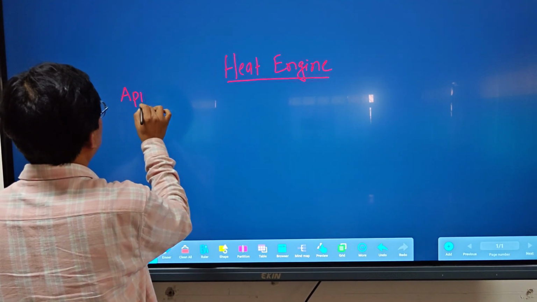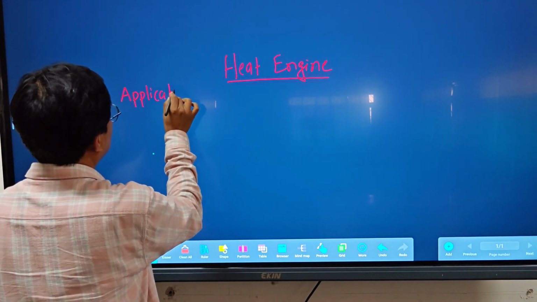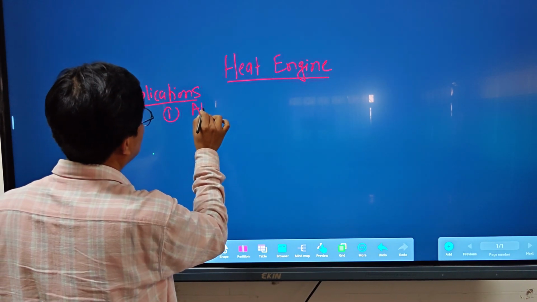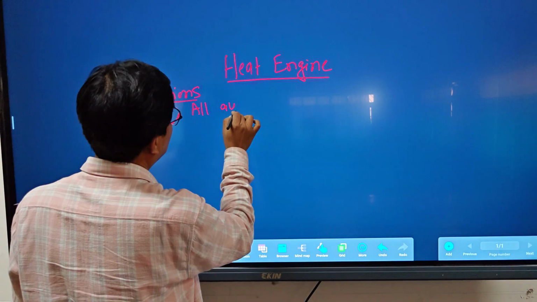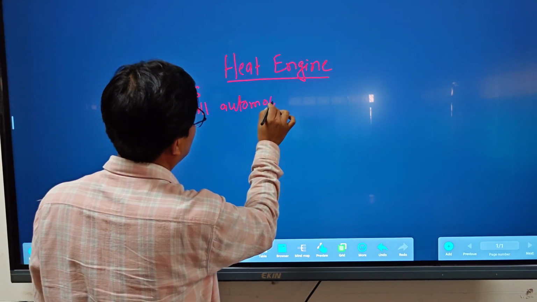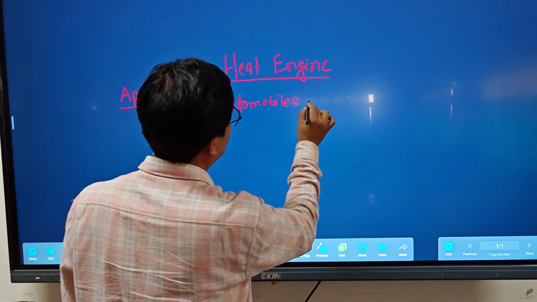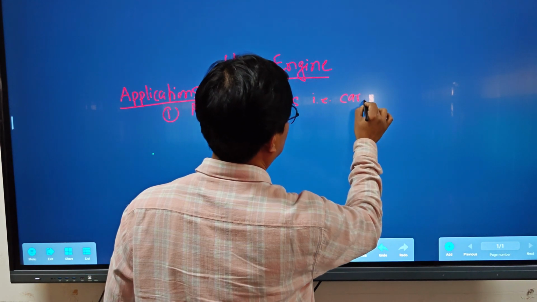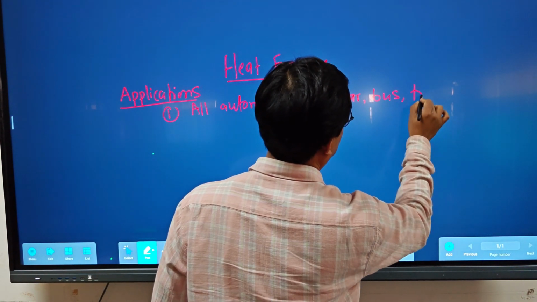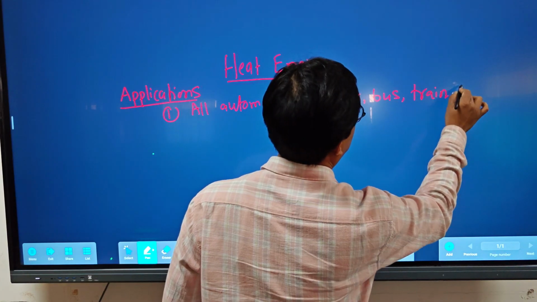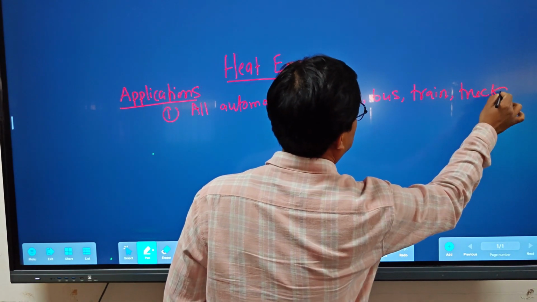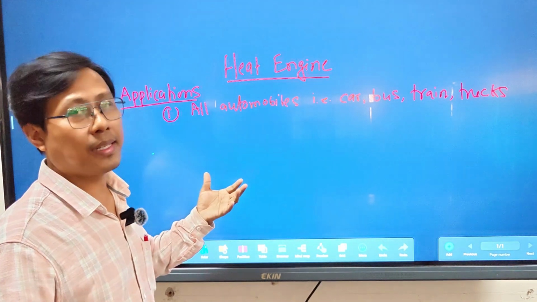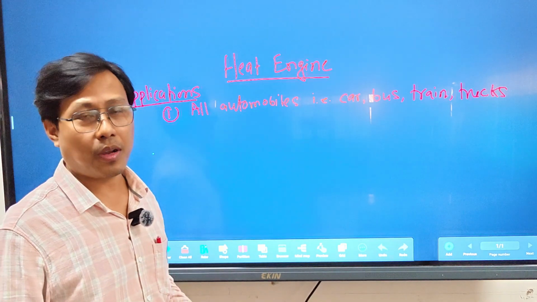Applications. Applications are, as I said, all automobiles, such as car, bus, train, truck. These are the applications of heat engine. Due to the heat engine, these automobiles are working.